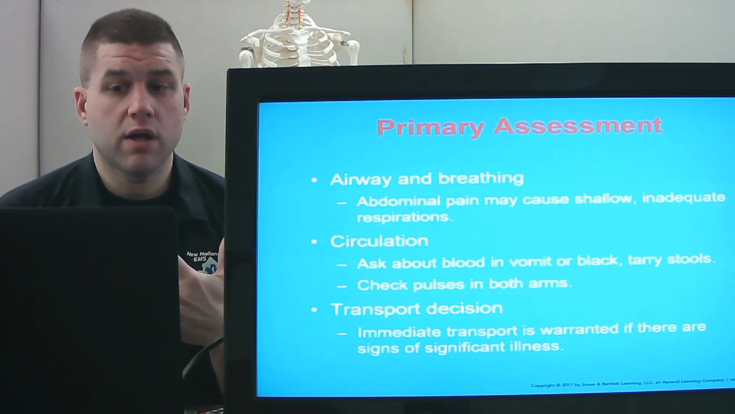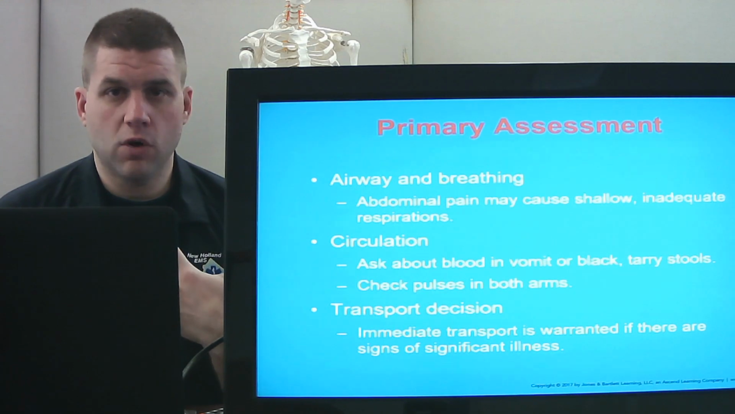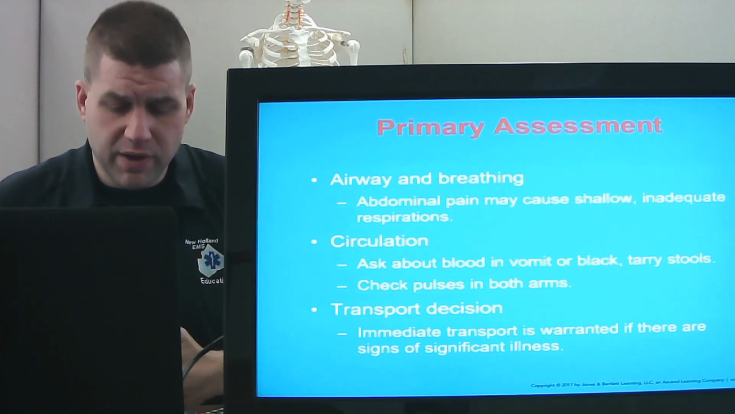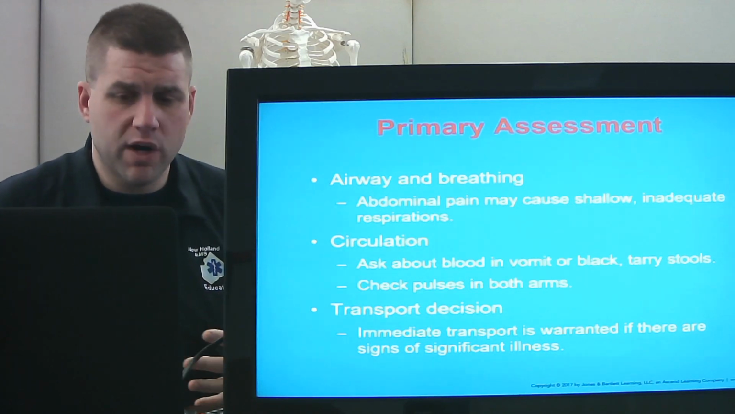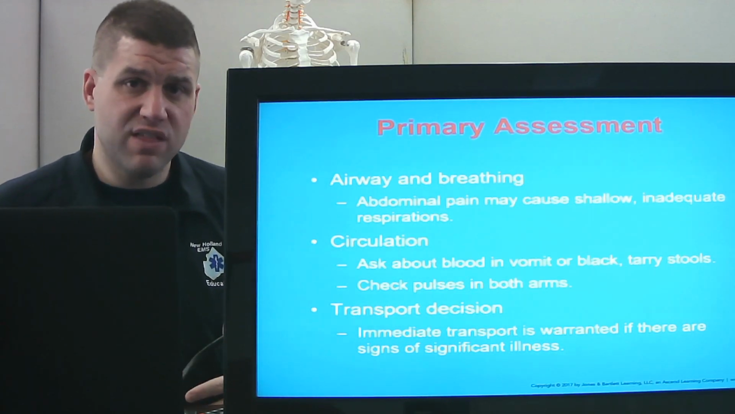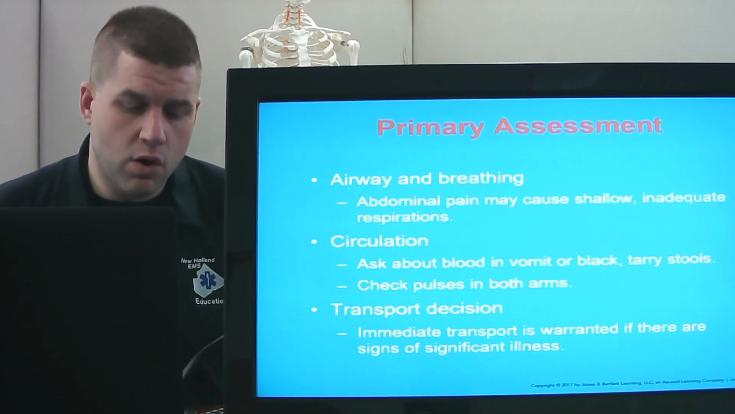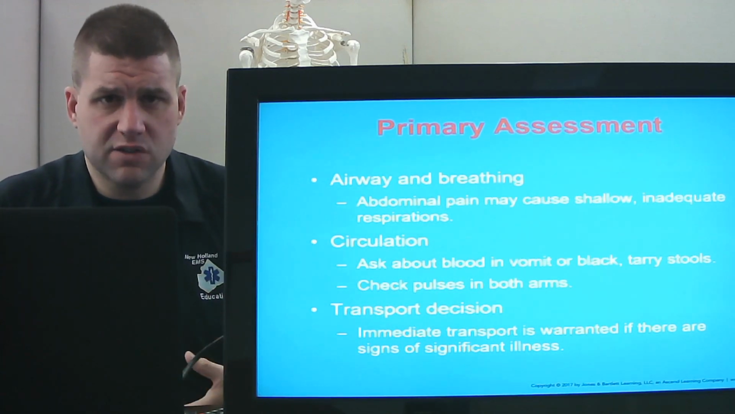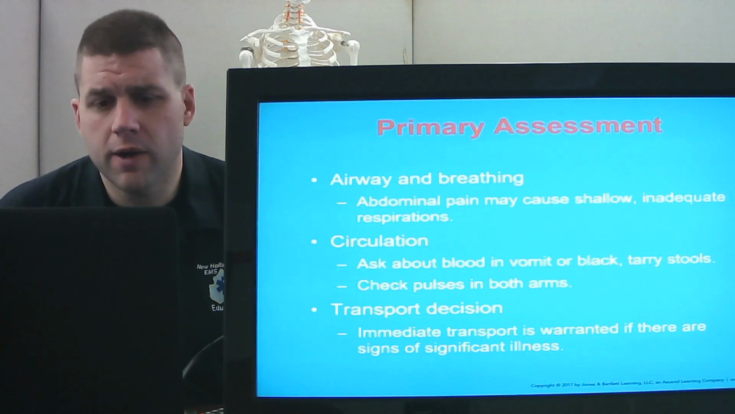Airway, breathing. Are they breathing? Is it normal? Oftentimes, they may appear to be in distress. Because of the pain in their abdomen, for whatever the cause may be, it may make them appear as though they are having a hard time breathing. So we need to assess their airway. We need to assess their breathing status and make sure it's adequate.